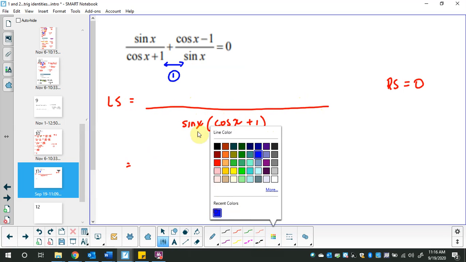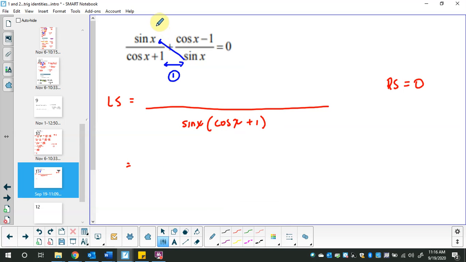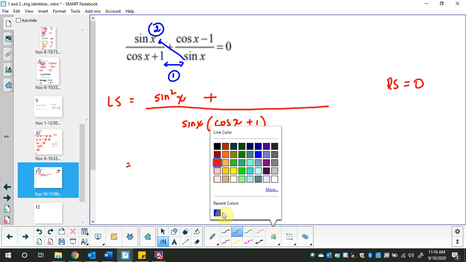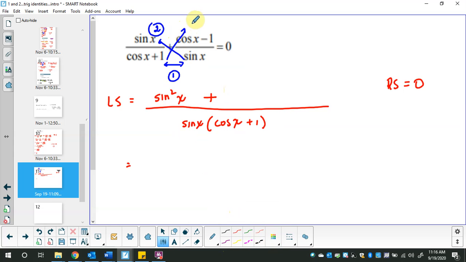Next step, this direction every single time. So that's sine x times sine x, which is sine squared x. Plus sign before I forget. 3 is this direction. And because I don't particularly want to screw anything up, I'm going to take the denominator in a bracket and multiply it by the numerator in a bracket, not actually doing it quite yet.